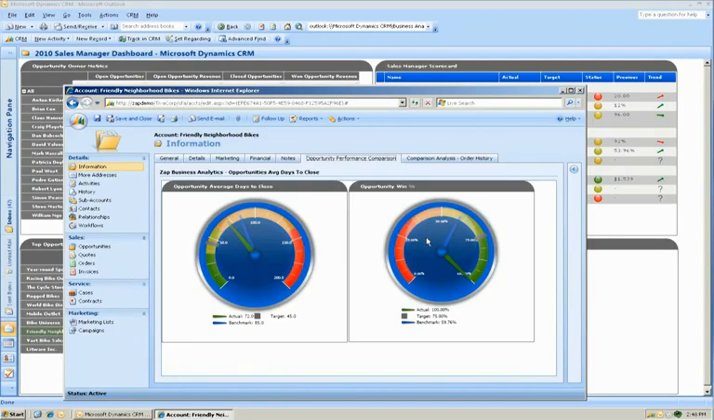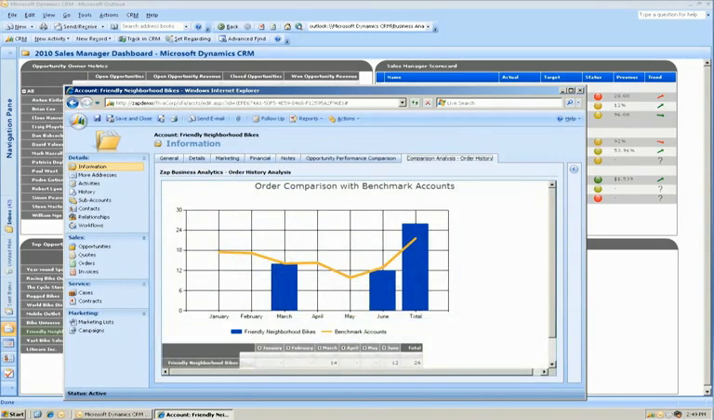However, by looking at the Opportunity Win Percent KPI, John is able to see that every opportunity to sell to Friendly Neighborhood Bikes has resulted in a win. At 100%, Friendly Neighborhood Bikes is well ahead of the benchmark average and is also exceeding the organization's target. John can see that Friendly Neighborhood Bikes is a good customer that always buys and decides to take a quick look at the Comparison Analysis Order History on the next tab. Here we see that Friendly Neighborhood Bikes is performing well against the average benchmark account order volumes, and there is really little to be concerned about.